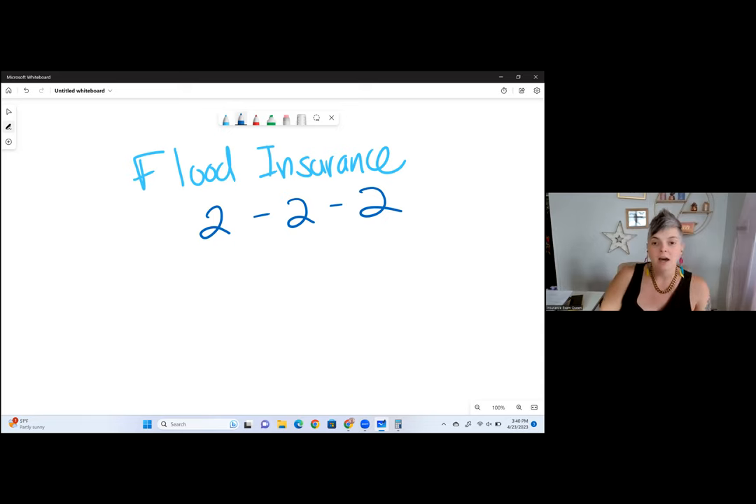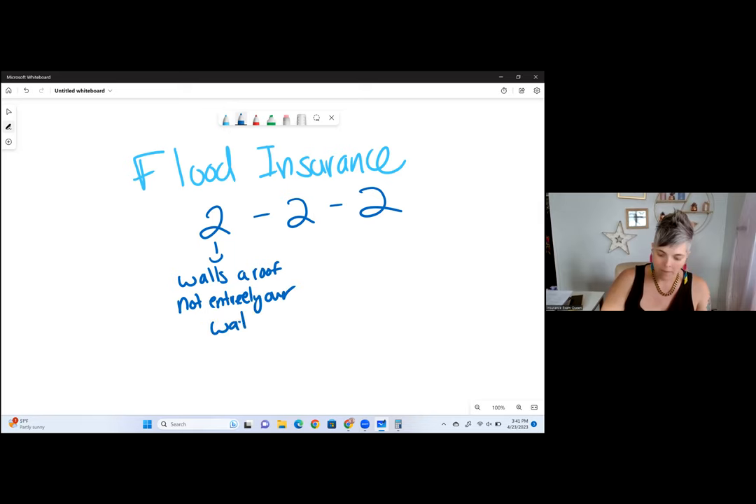If you want to buy flood insurance on a structure, there are rules about the structure. One of the first rules is that it has to have at least two walls and a roof and not be entirely over water. So if you're going to cover a building for flood insurance, it has to have at least two walls, a roof, and not be entirely over water.